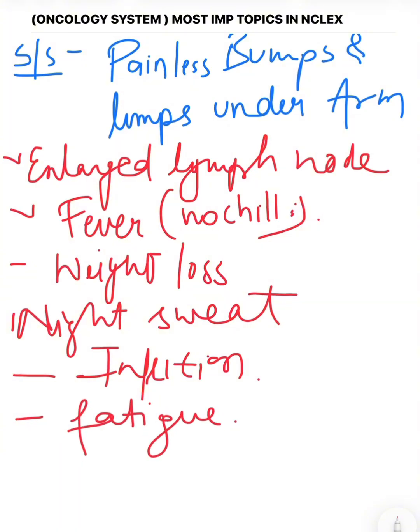First is painless lumps under the arm. Second is enlarged lymph nodes. Third is fever. Fourth is weight loss. Fifth is night sweats. Sixth is infection. And last is fatigue. So these are the signs and symptoms in lymphoma.